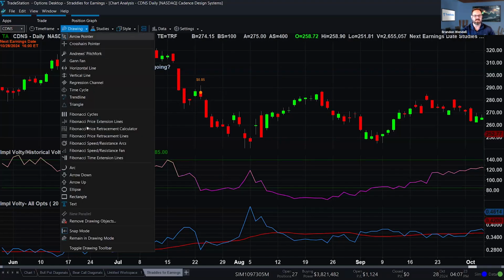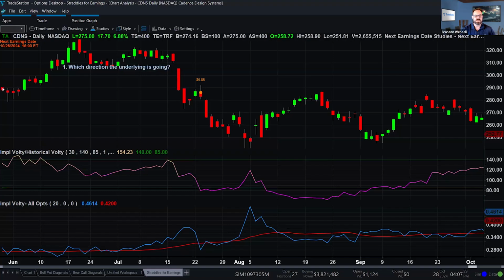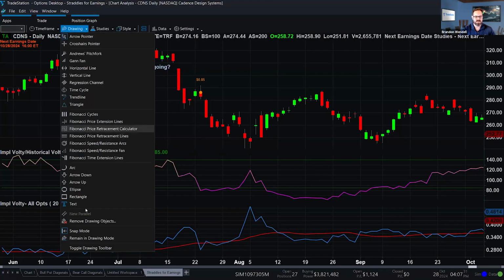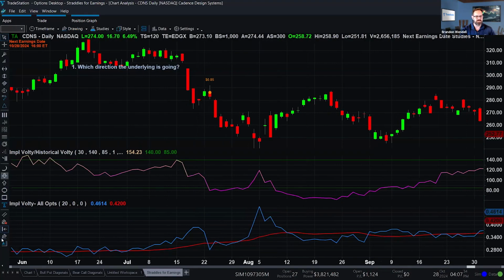And hang on, let me see here. Actually, there's toggle drawing toolbar. I thought I had it on. There it is now. And I was going to take off the snap mode. There we are. So again, which way are we going to go?